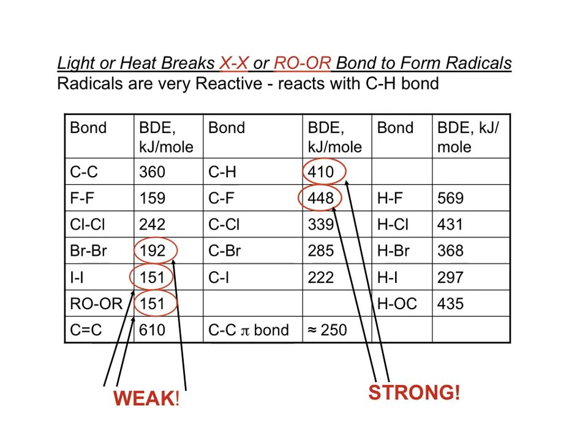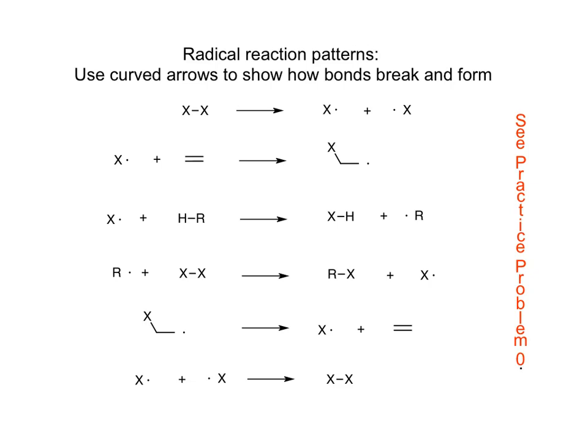Many radical reactions involve heat or light to break covalent bonds to form radicals. Note that Br2, I2, and an organic peroxide have weak bonds. Heat or light supplies enough energy to break those weak covalent bonds. This series of reactions show how radicals form or how radicals react.